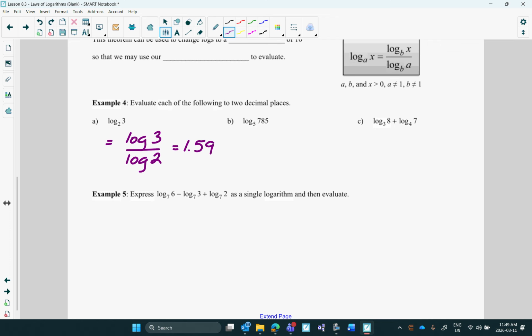This one, we were just doing log 785 divided by log 5. And once you do it on your calculator and round it, you get approximately 4.14.